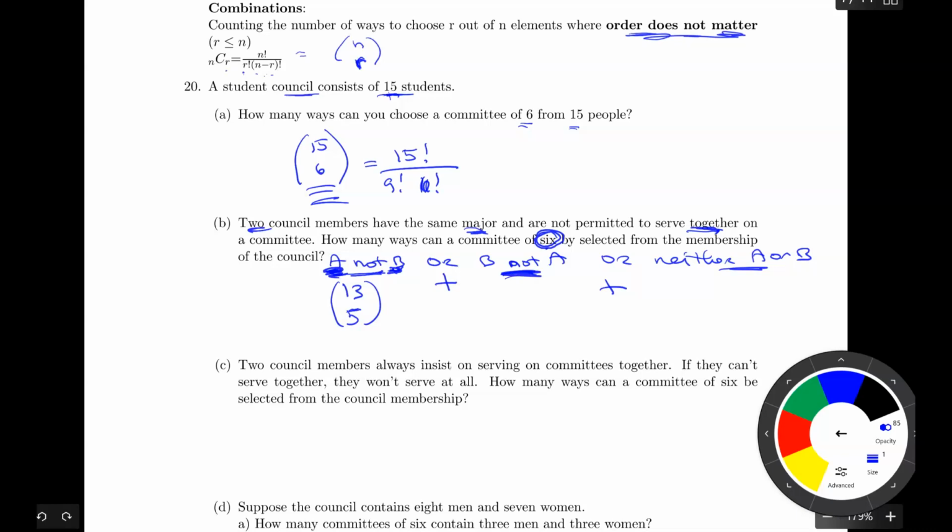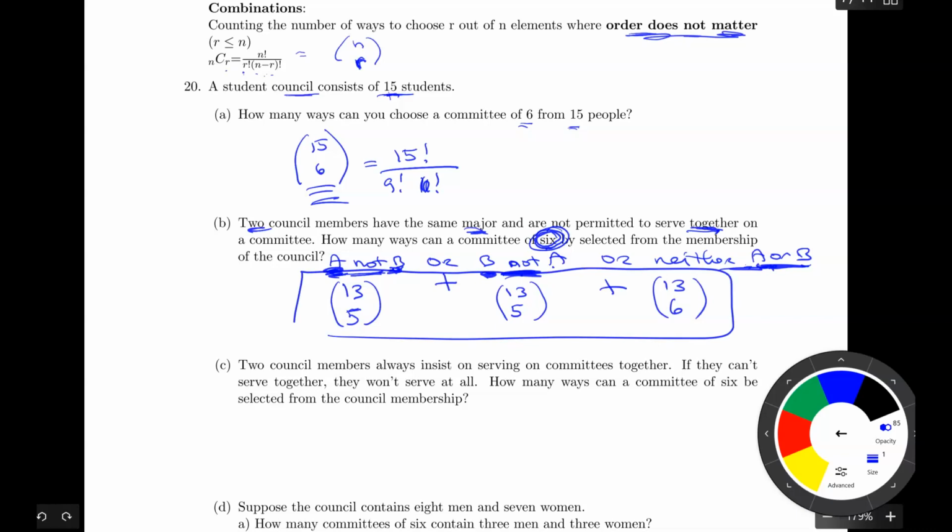Okay. That would be the same scenario for here. I've chosen B, but I'm not going to choose A, so that means I have 13 left to choose from. I've already chosen B, so of my committee of 6, I've already chosen one of them, so I only have 5 left to choose from. Okay, so now, not choosing either one of these 2. Out of the 15, I've eliminated these 2, so I only have 13 to choose from, and I'm picking 6 for the committee. So this would be my answer.